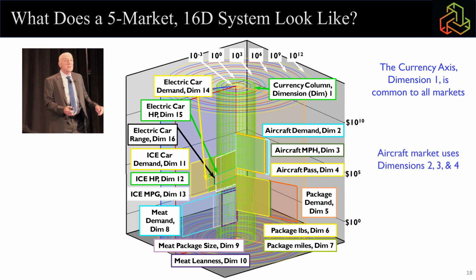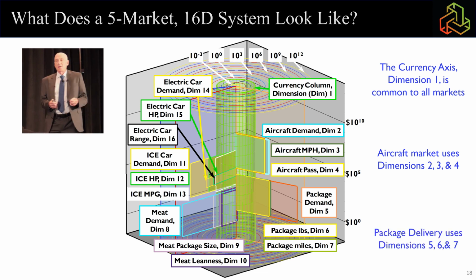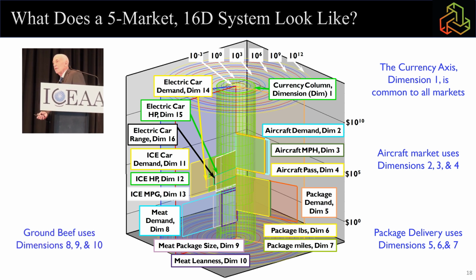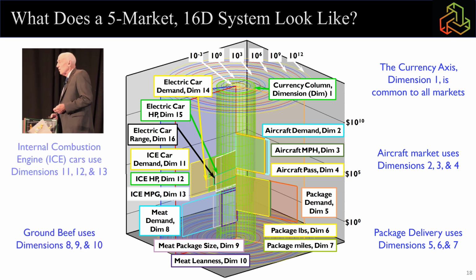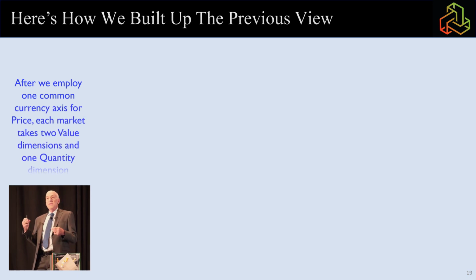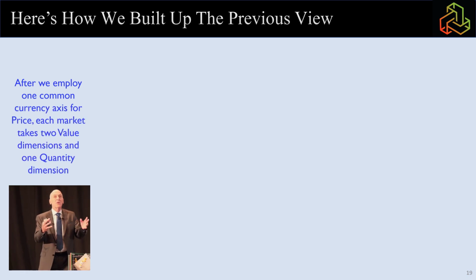The aircraft market uses dimensions 2 through 4, package delivery 5 through 7, ground beef, and then internal combustion cars, etc. And so what we could do now is say, well, that's interesting. How do we account for all these dimensions? Well, you use dimensional accounting here. So we want to build up how this thing was built.